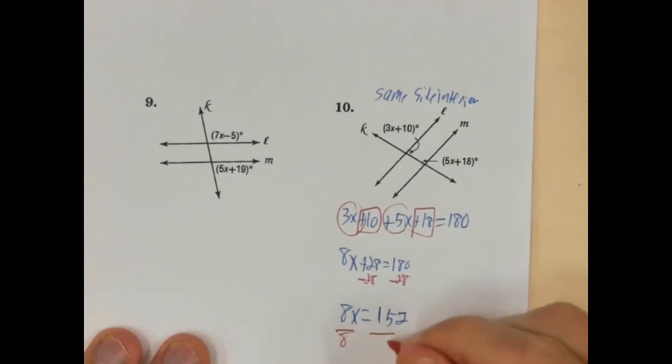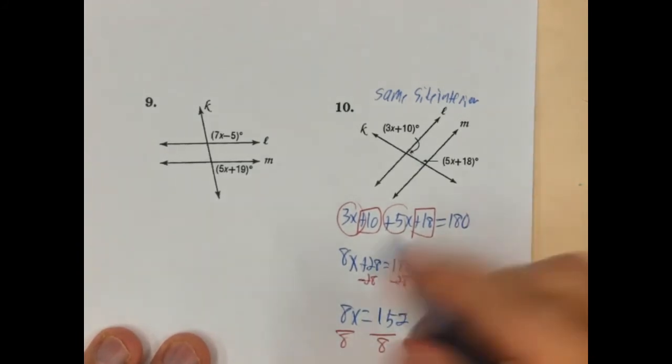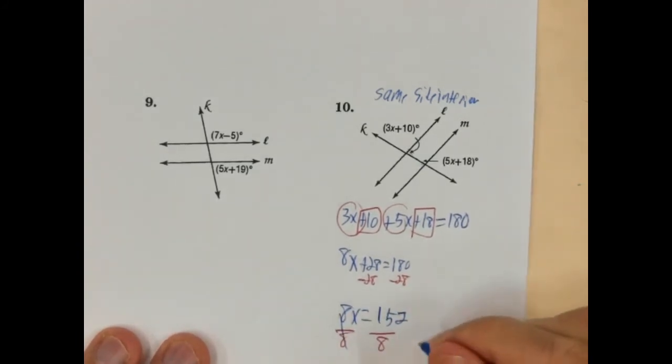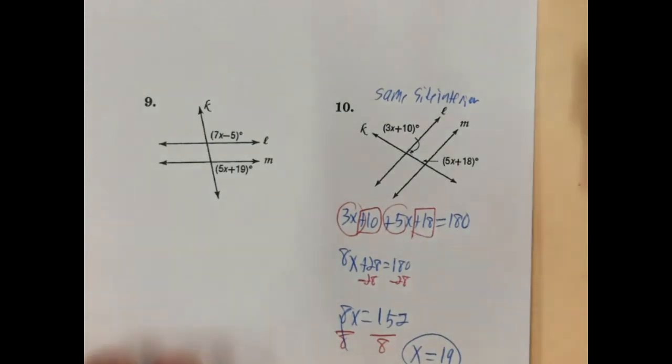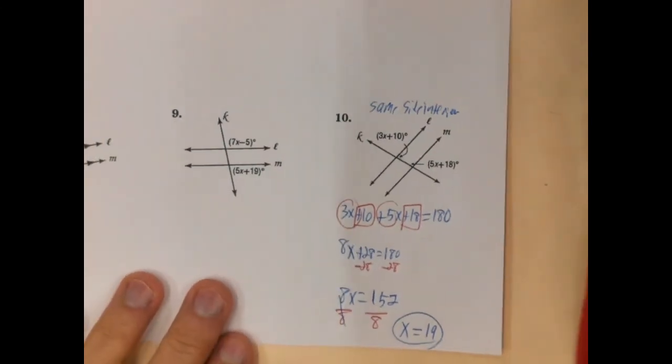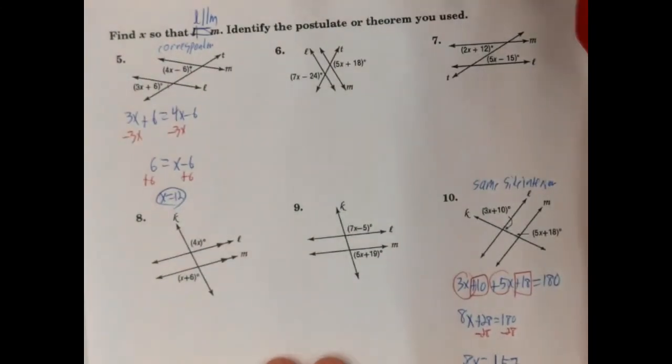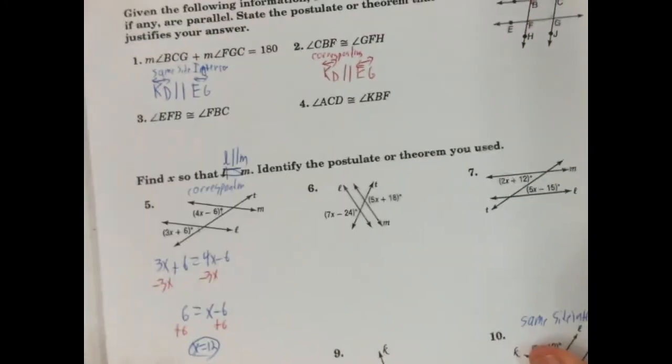Divide by our coefficient, which is 8. And x will be equal to, let's see, 19, it looks like. X is equal to 19. Yeah, that works. All right, so those are 2 examples to make. You can try the other 4 on your own. And that's basically how you're going to go ahead and solve this.